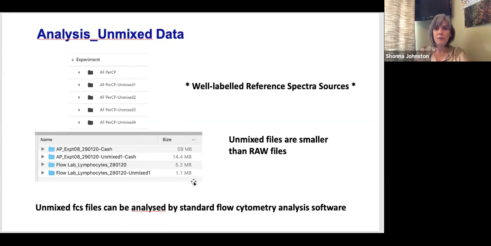Here's a couple of examples that I've put in here. But the thing with the unmixed FCS files is that they can be analysed by any standard flow cytometry analysis software. It's not going to make it weird because it was spectral in the first place, because everything just turns into dot plots as we would normally understand.